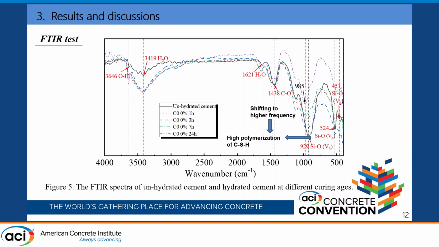So here, the FTIR results of unhydrated cement clinker are shown, and hydrated at different times: 1 hour, 3 hours, up to 24 hours. I guess you can see from here that with hydration, the calcium hydroxide peak representing OH shows that there is formation of crystalline calcium hydroxide crystal.